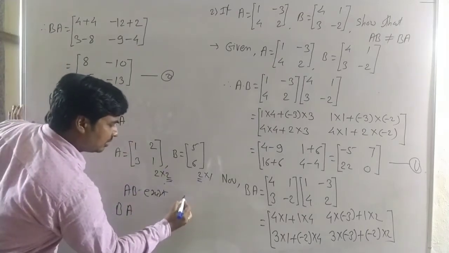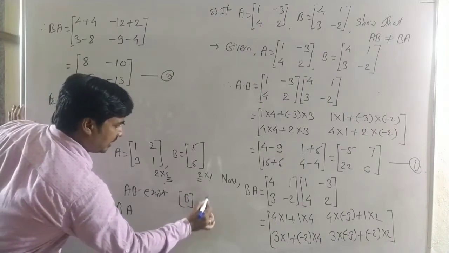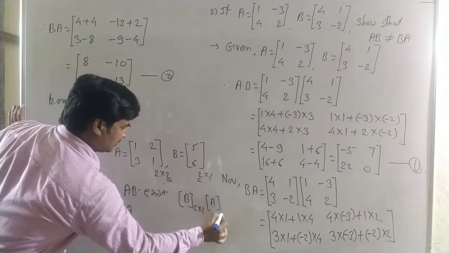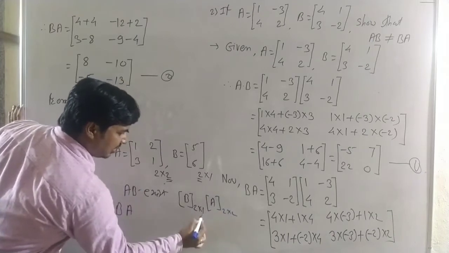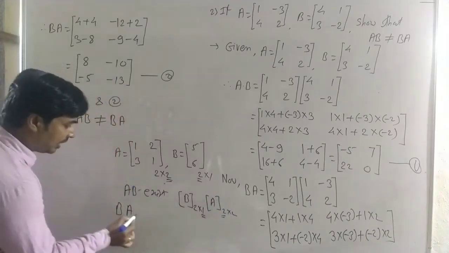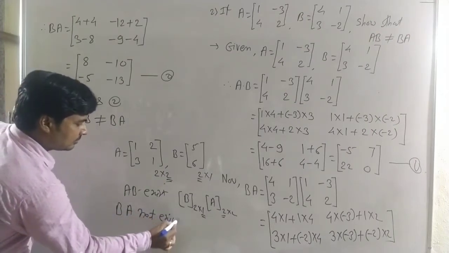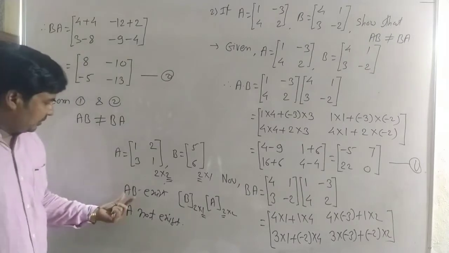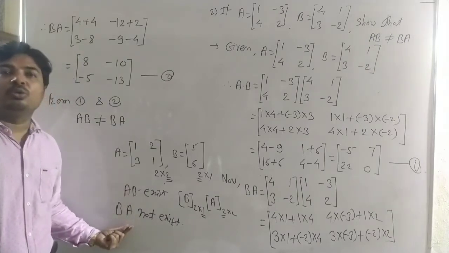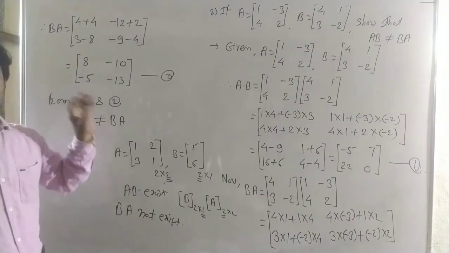when we take B first, it is 2 by 1 and A is 2 by 2. Then the column number of the first matrix and the row number of the second matrix are not the same. Therefore BA does not exist. Okay, here see carefully. That means A into B is not equal to B into A.